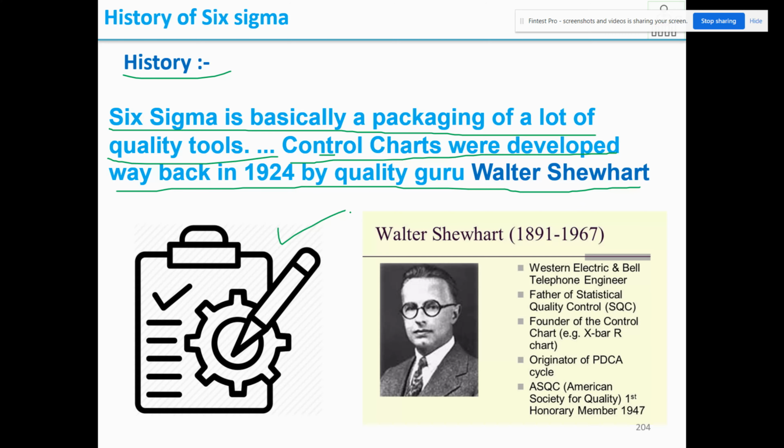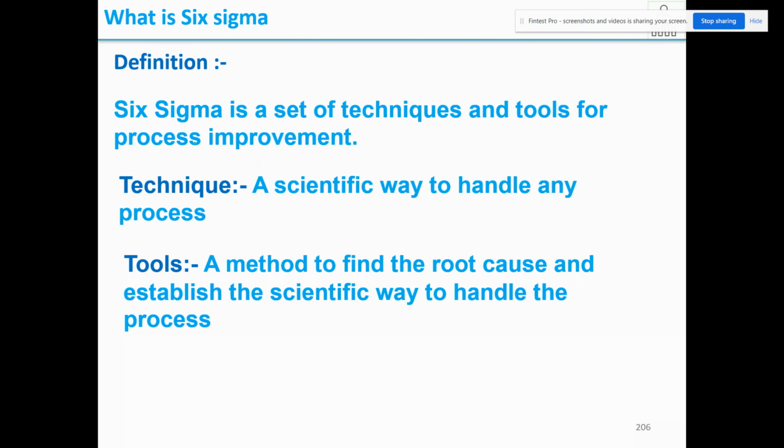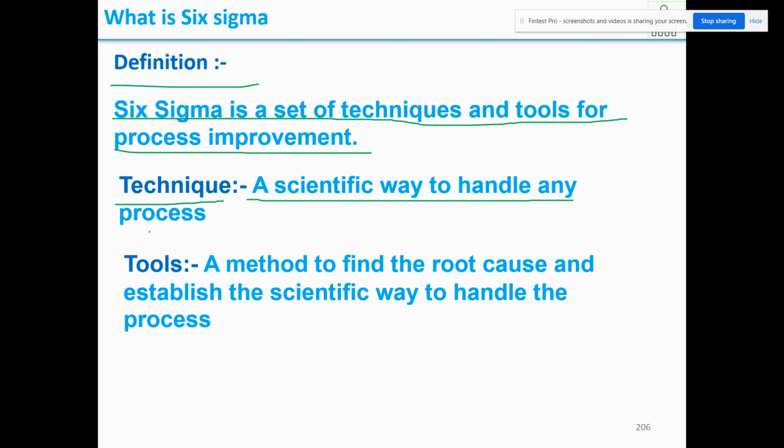So the control charts were developed by Mr. Walter Shewhart. Then Bill Smith of Motorola is considered to be the father of Six Sigma. Definition: Six Sigma is a set of techniques and tools for process improvement. So, what is a technique? A technique is a scientific way to handle any process. Tools are a method to find the root cause and establish the scientific way to handle the process.